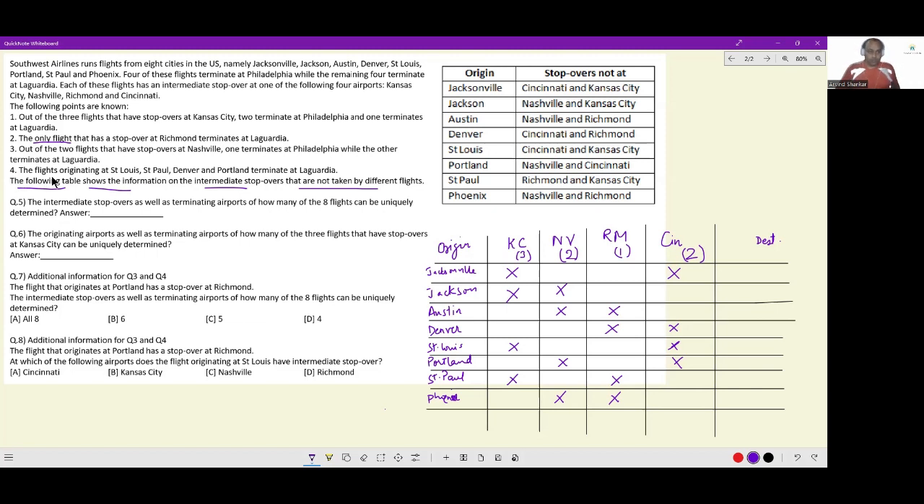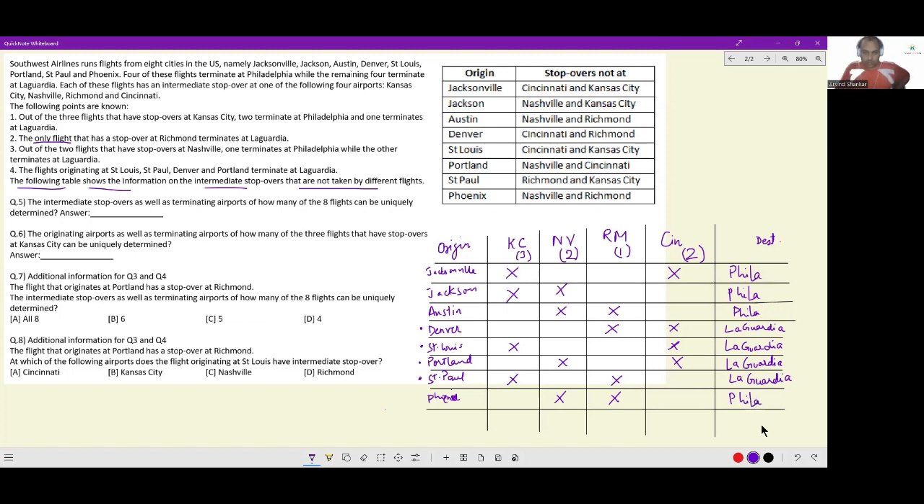Okay. 4. The flights originating at St. Louis, St. Paul, Denver, and Portland terminate at LaGuardia. St. Louis, St. Paul, Denver, and Portland. These 4 terminate at LaGuardia. And this is extremely good information for us, because not only do I know which flights terminate here, I also know which flights will now terminate at Philadelphia.